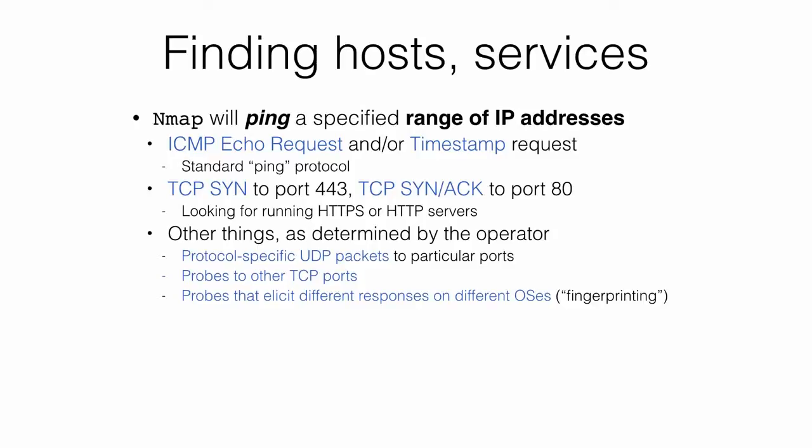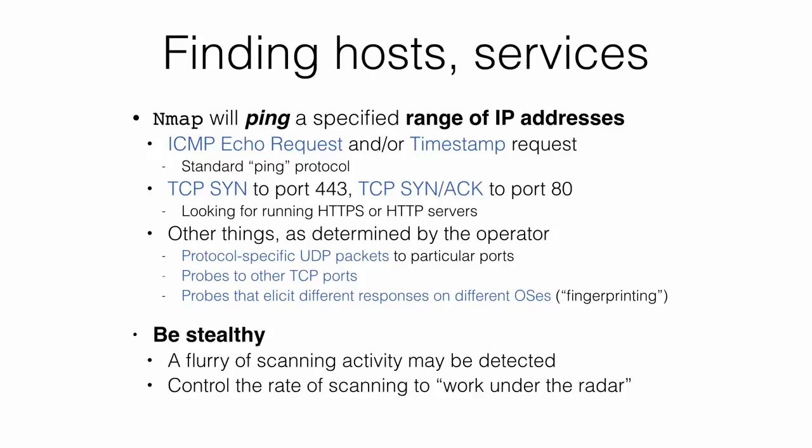Nmap will also send probes to other TCP ports, for example, looking for web servers or other TCP-based services like FTP, and it will send probes that may elicit different responses on different operating systems in an attempt to fingerprint which machines it's talking to. Nmap can also attempt to be stealthy. A flurry of activity may be detected by an intrusion detection system, and so Nmap can be configured to emit packets at a slower rate to stay under the radar.